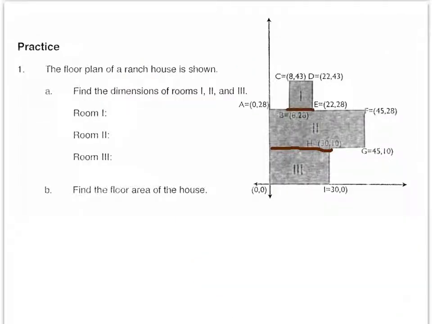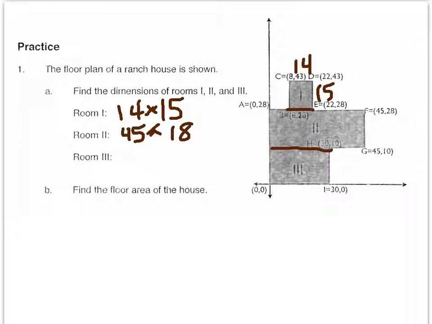Okay, so the top one, 22 minus 8 is 14. Right here, 22 doesn't change, but it goes 43 to 28. 43 minus 28 is 15. So room 1 is a 14 by 15 room. Okay, room 2, its length goes from 0 to 45. So it has 45 as its dimension there, and then its length goes 28 to 10. So that's 18. 28 minus 10 is 18.